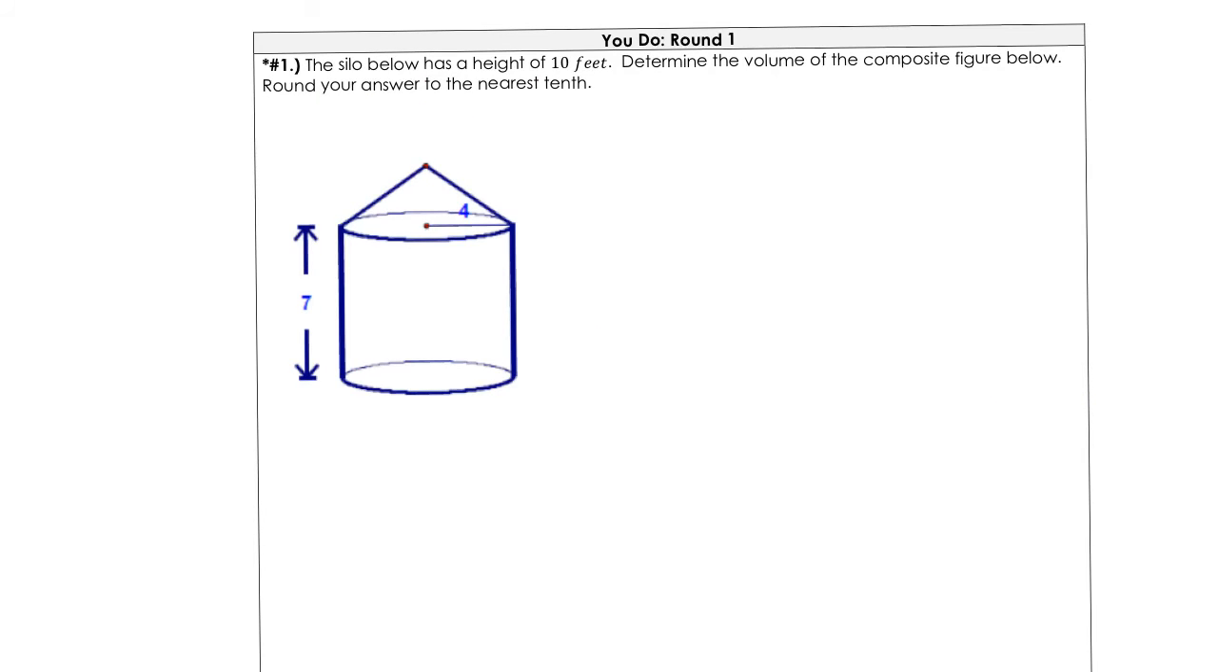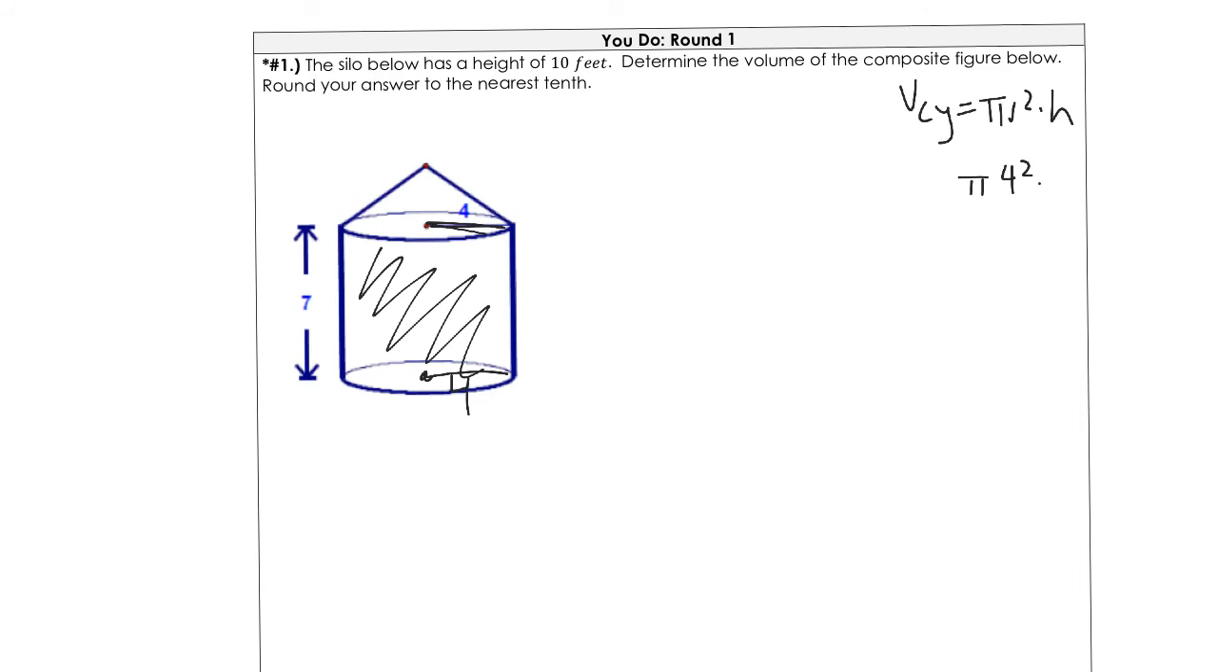So here we have two shapes. We have a cone and a cylinder. And again, I want to find the volume of both shapes. I'm going to start with the cylinder. I think it's easier. So here's my cylinder. Volume of the cylinder is pi r squared times the height. The radius of the cylinder I see up here is 4. And my height of the cylinder is 7.